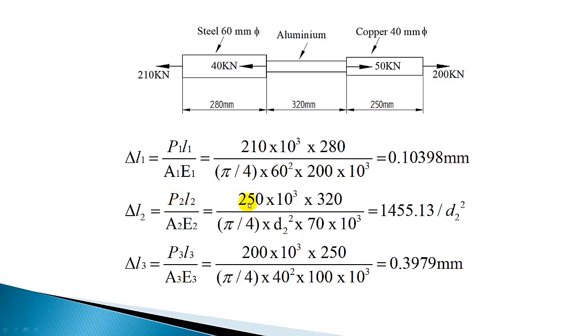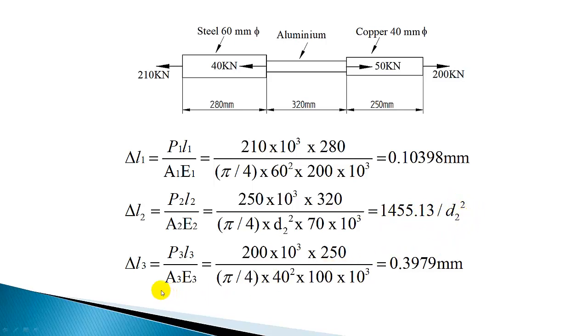P2, we know, is the force in that section, 250 kilonewton, which is 250 into 10 raised to 3 Newton. Length of that portion is 320. We have substituted that. Area we have substituted in terms of diameter, so it is pi by 4 into D2 square, where D2 is the diameter of the aluminum portion. Now E2 is 70 gigapascal, so 70 into 10 raised to 3 Newton per mm square. You can reduce this into 1455.13 divided by D square.